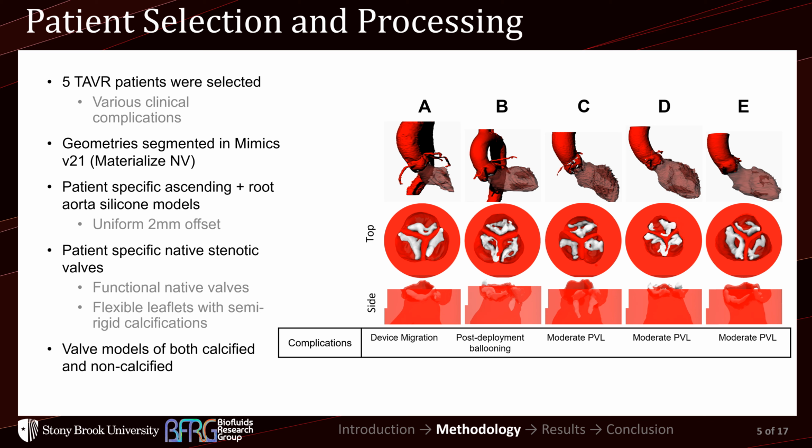These are the 5 patients chosen. Each one has a different condition that we chose, and they were all scaled in order to give the same oversizing of the valve that we're testing. It's also important to note here that I'm testing both calcified and non-calcified models in order to distinguish what the difference is between the calcifications and the interaction of those stents.